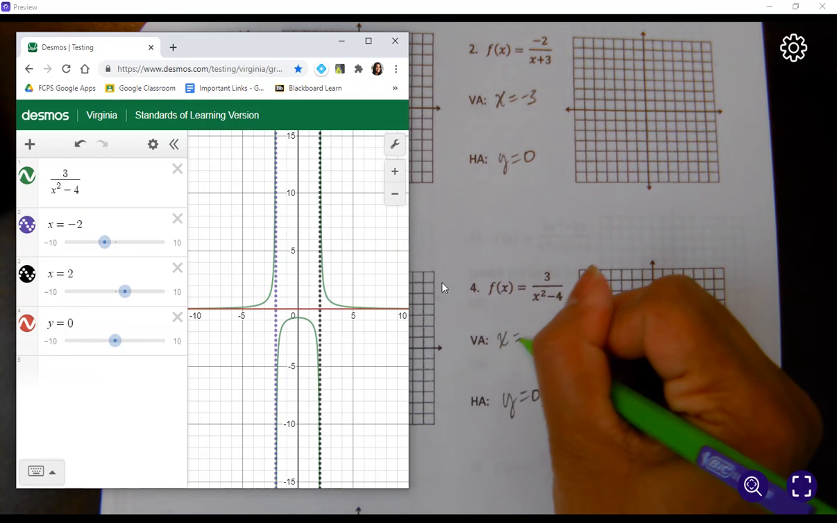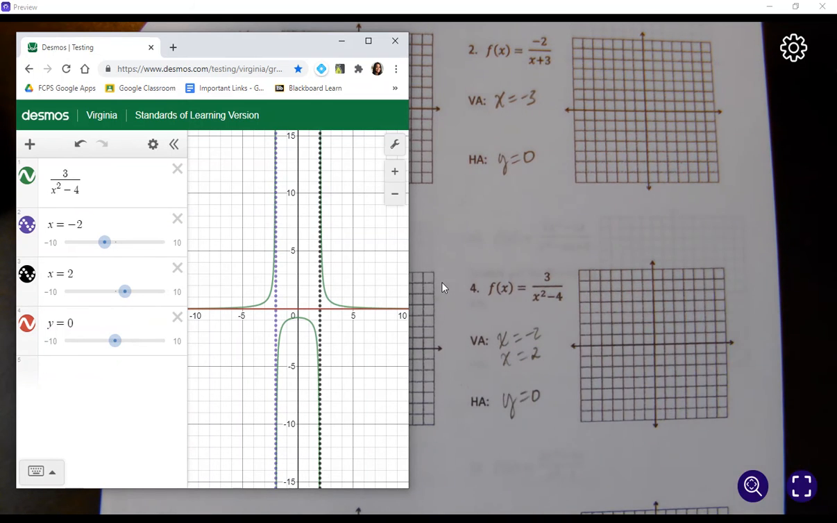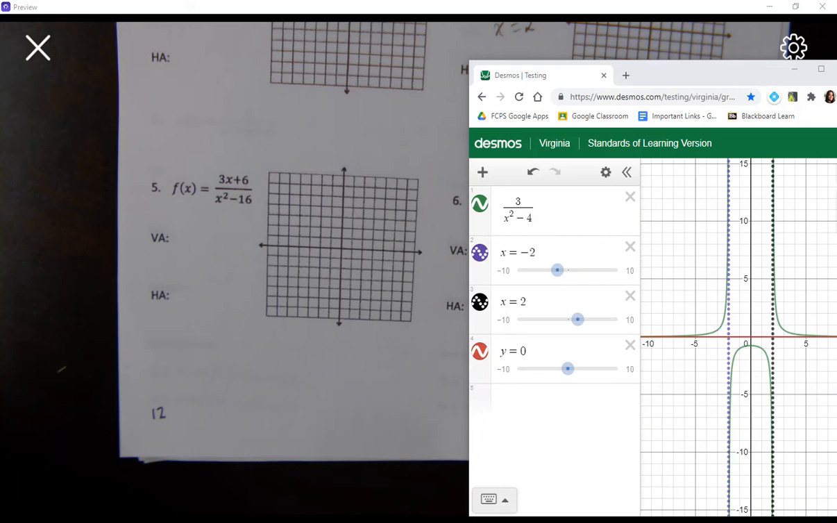And this is x equals negative 2, and then it has x equals positive 2. It has 2 vertical asymptotes. Let's look at number 5.